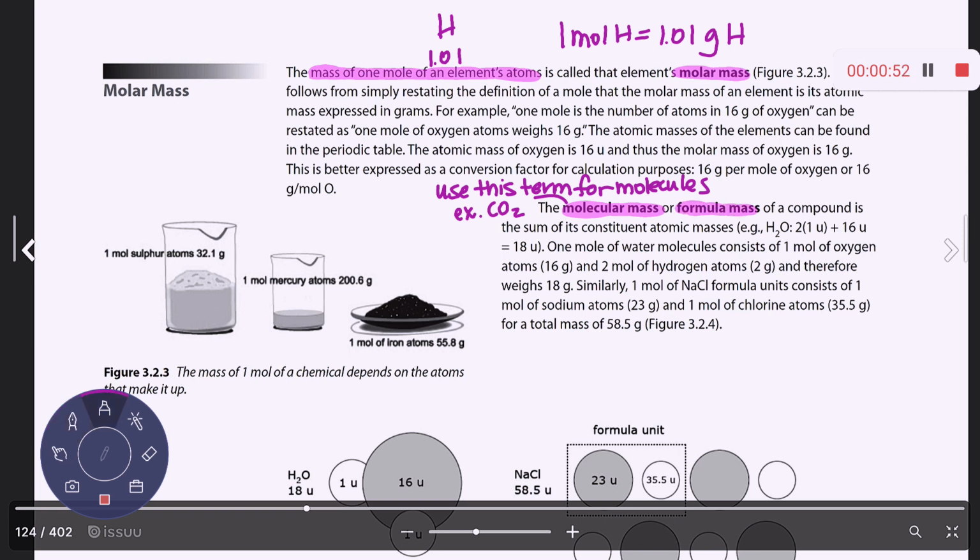Formula mass is the term that we use for ionic compounds. The example was table salt, which is NaCl.